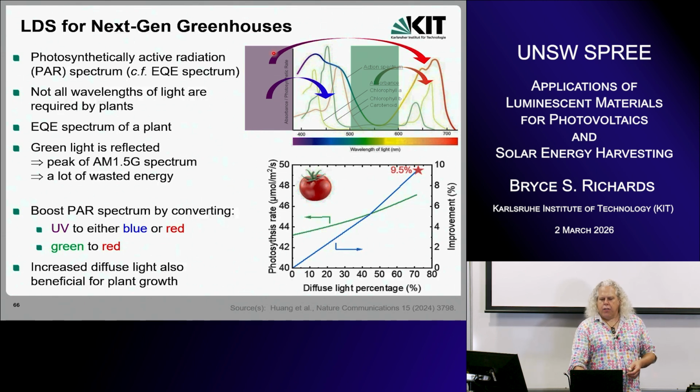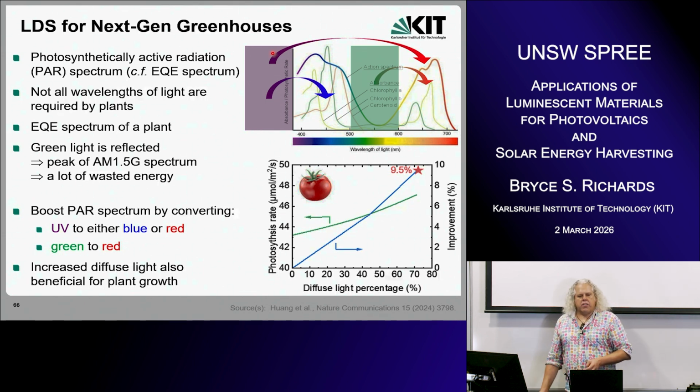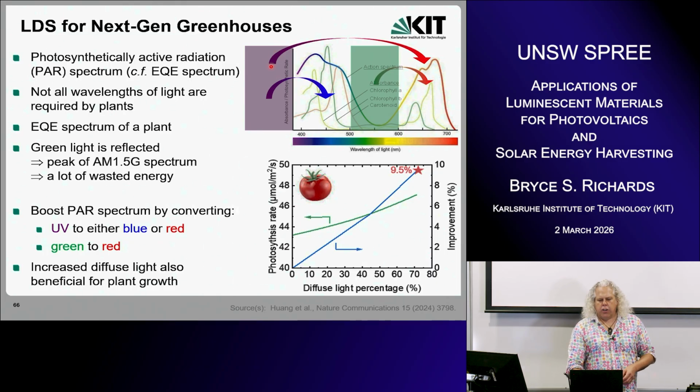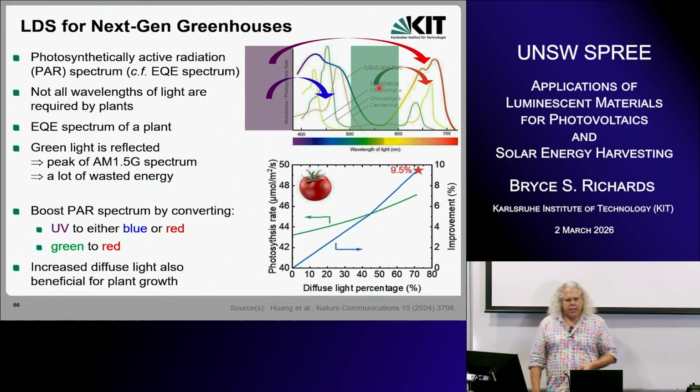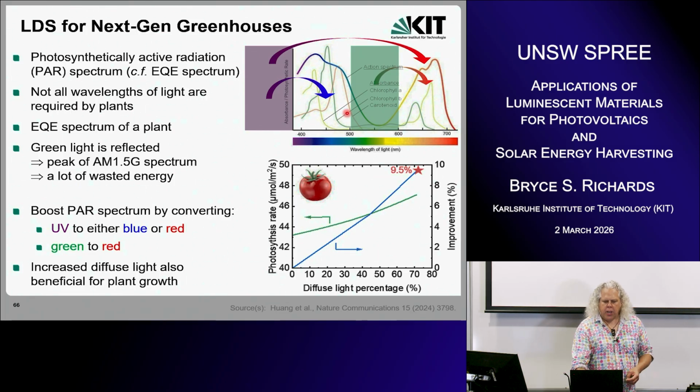And the answer is 3 things. We could take some of the UV and shift it to the blue, which the plant wants. We could take some of the UV and shift it to the red, which is what the plant wants. Or, a little bit more challenging, we can try and take some of the green, which the plant doesn't need, and then shift that to the red as well.